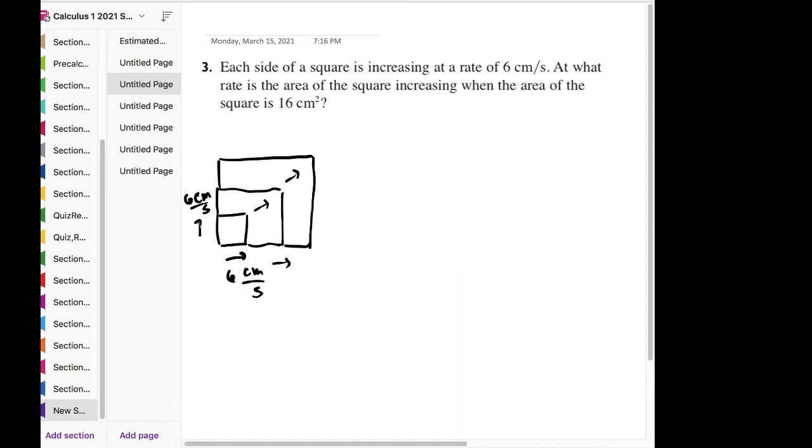Okay, now it's asking, at what rate is the area of the square increasing when the area is 16 centimeters squared? Let's translate some math language. At what rate is the area of the square increasing? What math word is that? Yeah, of what? So definitely derivative, but what is the thing you're taking the derivative of? The area function, yeah.